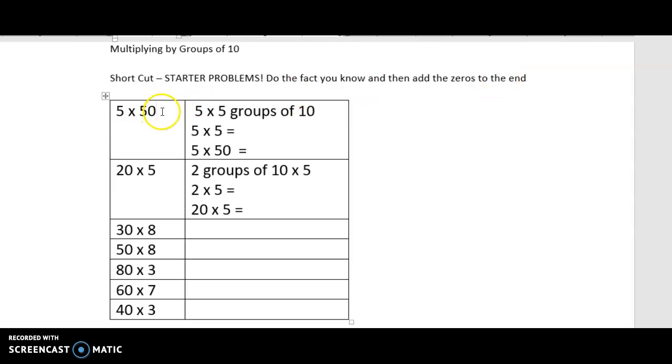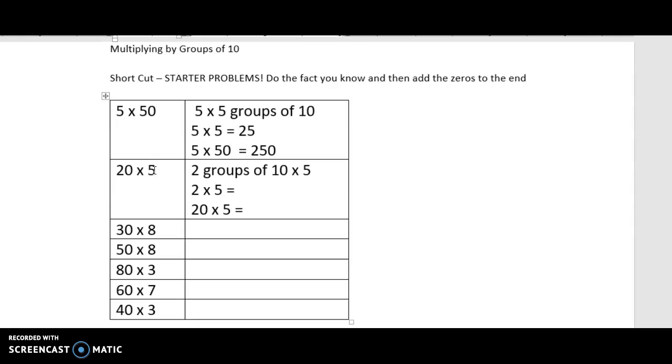So let's look at 5 times 50. Maybe there's 5 friends and they each have $50, so they want to know how much money do we have all together. Well, that'd be like 5 friends having 5 groups of 10. The starter problem in here is 5 times 5. You know 5 times 5 is 25. So then 5 times 50 would be 25 groups of 10, which is 250. I had 1 zero, so I added a 0.